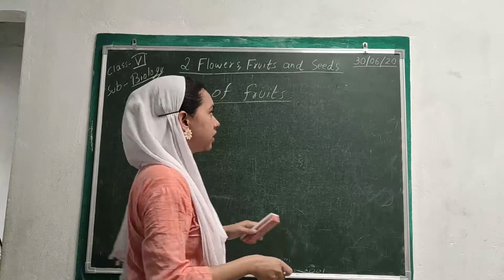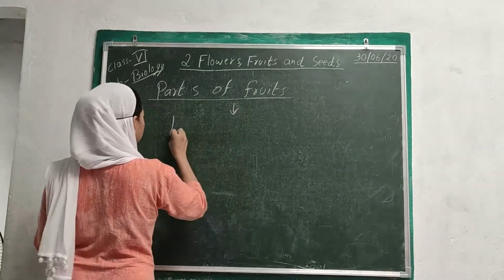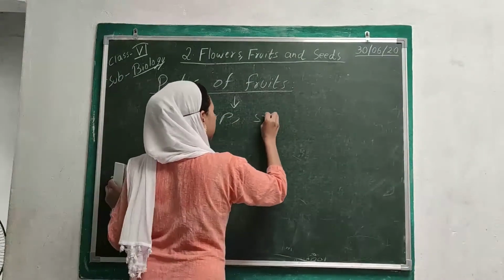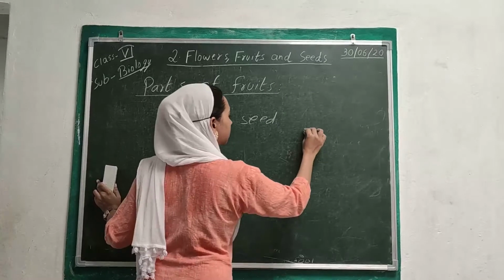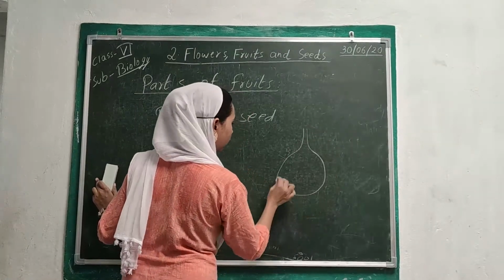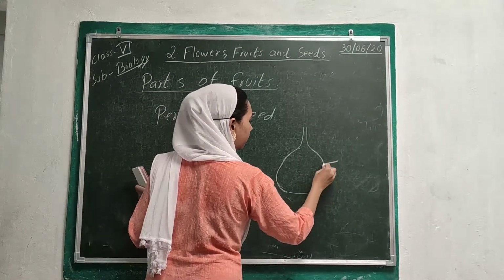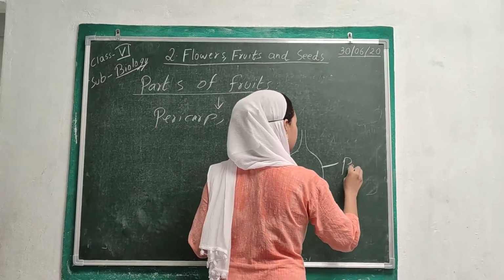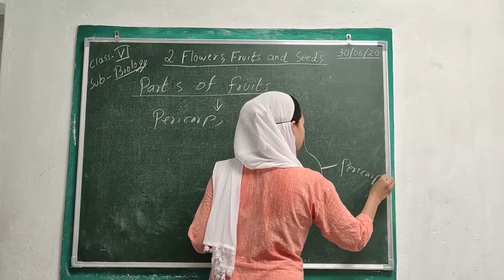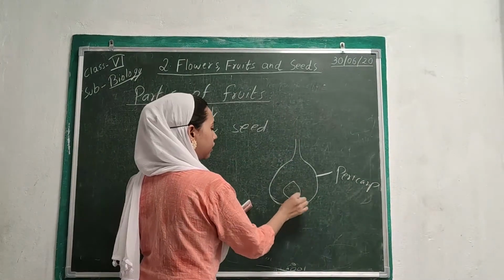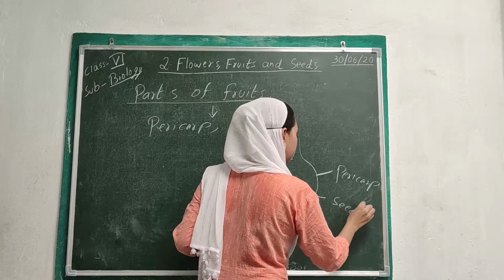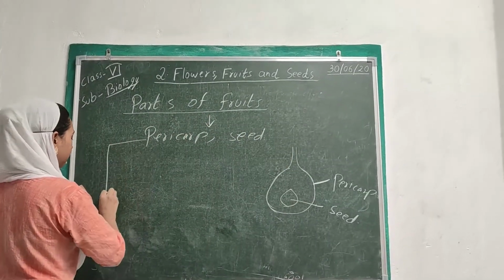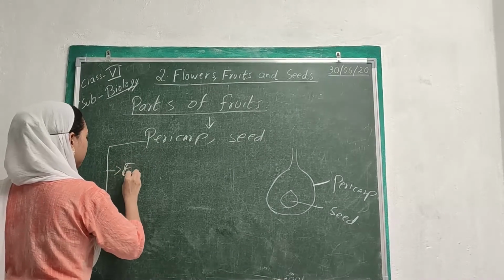Now, a fruit basically has two main parts: the pericarp and the seed. Remember the ovary down there. The outer wall of the ovary, after fertilization, forms the pericarp, and inside was the ovule, which transformed into the seed. Now this pericarp has three parts.